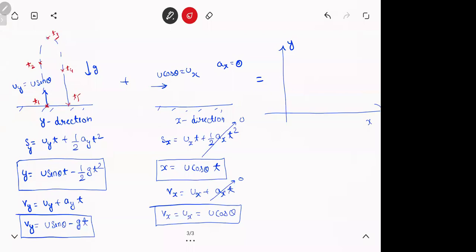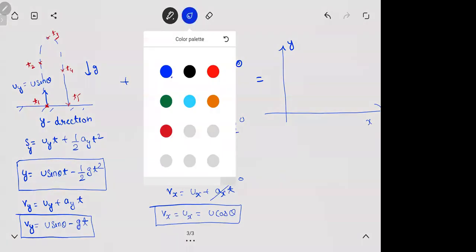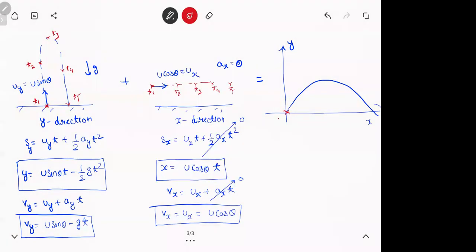Let's say first second, second second, third second, fourth second, fifth second. At these different seconds I'll find the y coordinates. In the same way I'll find x coordinates also: x coordinate at T1, T2, T3, T4, T5. Now, when I plot all of them, what will I see? This is the x and y coordinate.